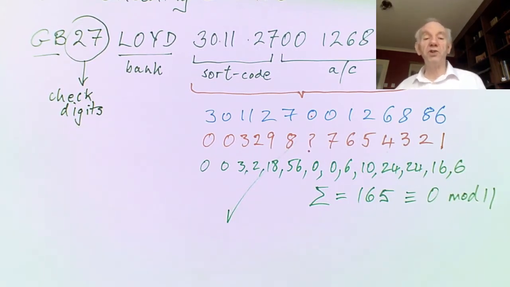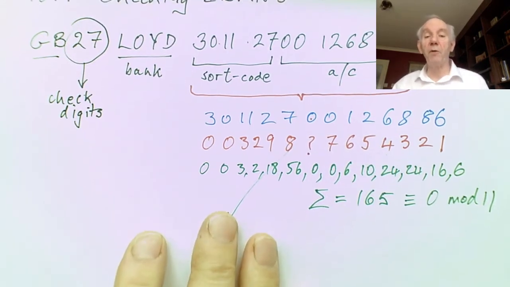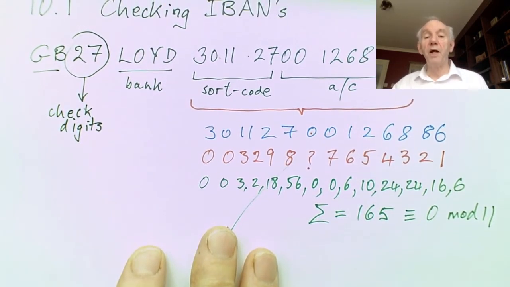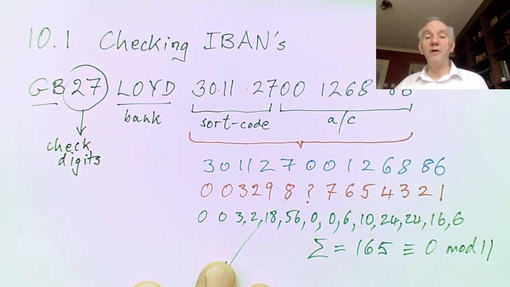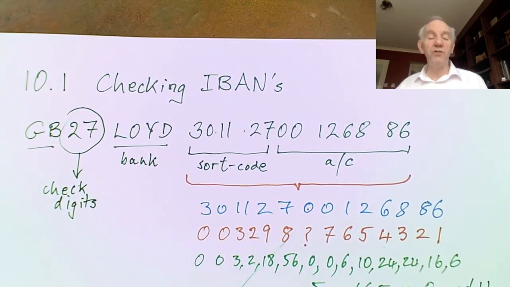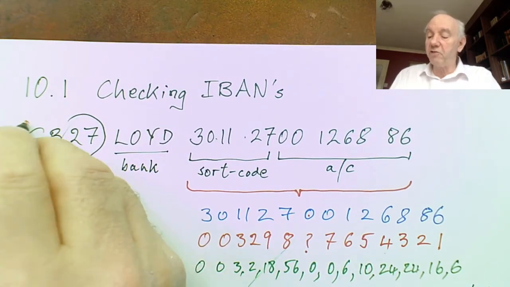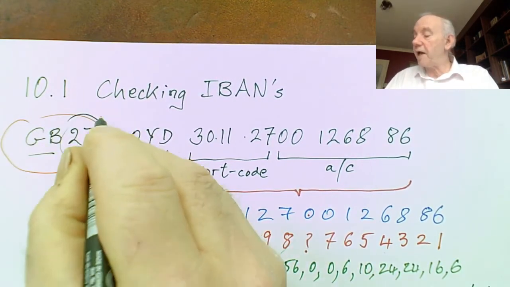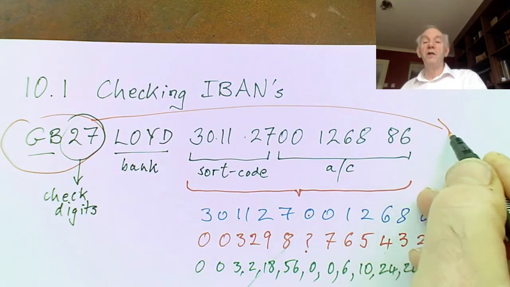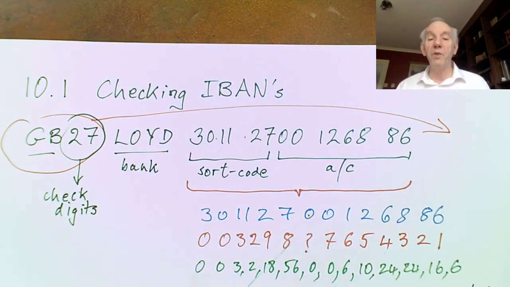So how do you find these check digits? I now want to explain that. And you do that by really 2 steps. First of all, you move this block of 4 characters. You move that to the end, to the right-hand side of the number. So now it's going to finish with GB27.